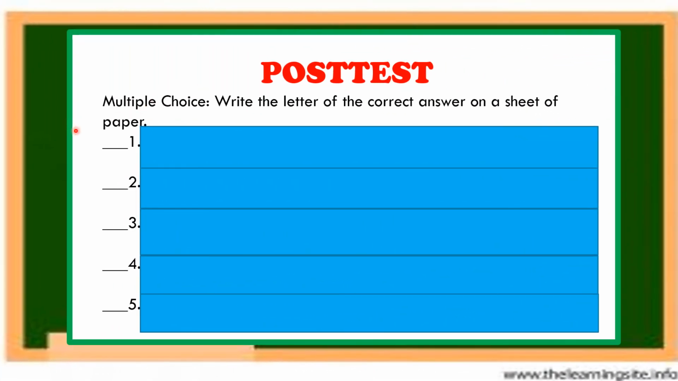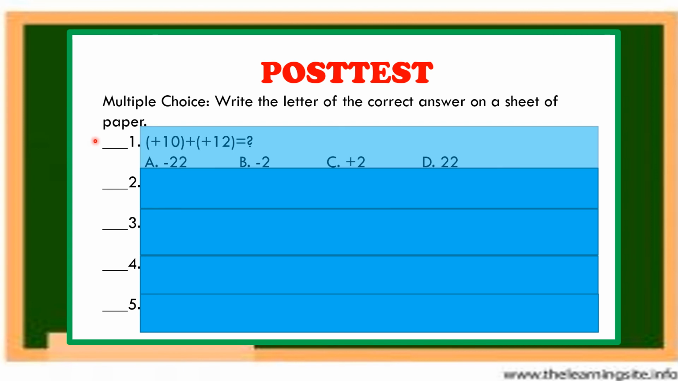We are now ready to answer the quiz test. Multiple choice. Write the letter of the correct answer on a sheet of paper. Number 1, positive 10 plus positive 12. Letter A, negative 22. Letter B, negative 2. Letter C, positive 2. Letter D, positive 22.